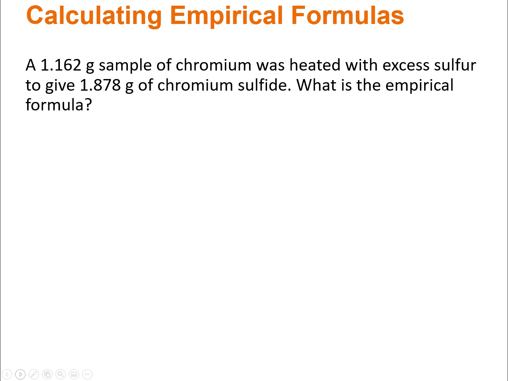The reason we care about empirical formulas is because given some information, we can actually calculate what the empirical formula is for a compound. Let's say that you have a sample of chromium and you heat it with excess sulfur and you make a certain mass of chromium sulfide, but you don't know what the empirical formula is. You don't know how many chromium atoms you have versus sulfur. What is the empirical formula? Looks like something that we can't solve, but it is. Let's break down what we have.